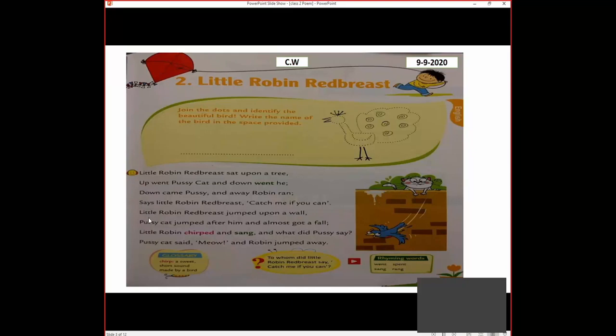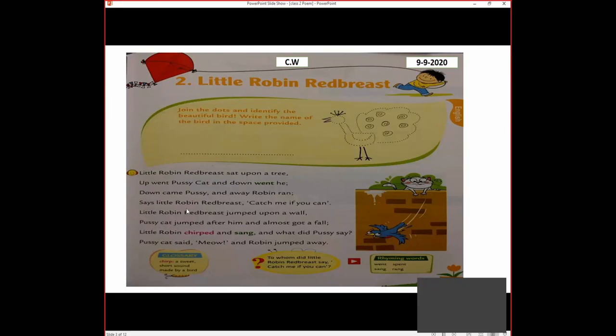Now see what happens in the other sentence. Little Robin Red Breast jumped upon a wall. Okay, now this little bird jumped upon a wall. Then the other sentence says, pussy cat jumped after him and almost got a fall. Now who got a fall over here? Pussy cat. Why? Because the pussy cat was running after Little Robin. So then what happened to the cat? Pussy cat jumped after him and almost got a fall.